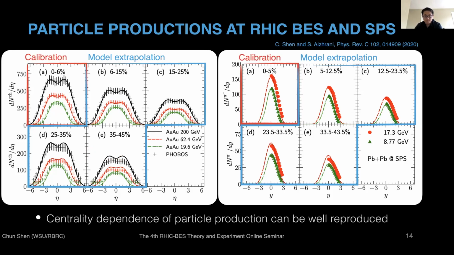And we also do a similar exercise at the SPS energies, for the two SPS energies measured in the literature. Again, we first calibrate our model in the most central collisions, and then you can see the prediction from this model in the semi-peripheral collisions. And overall, you can see that the model does a decent job once we impose this energy and momentum conservation.